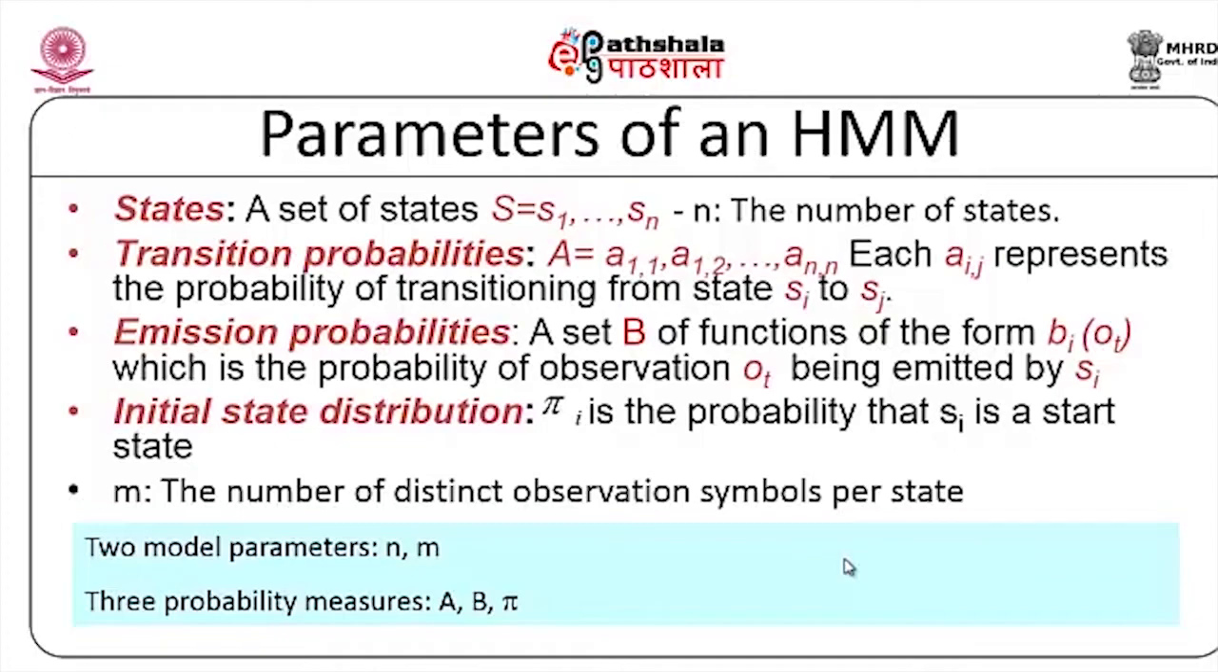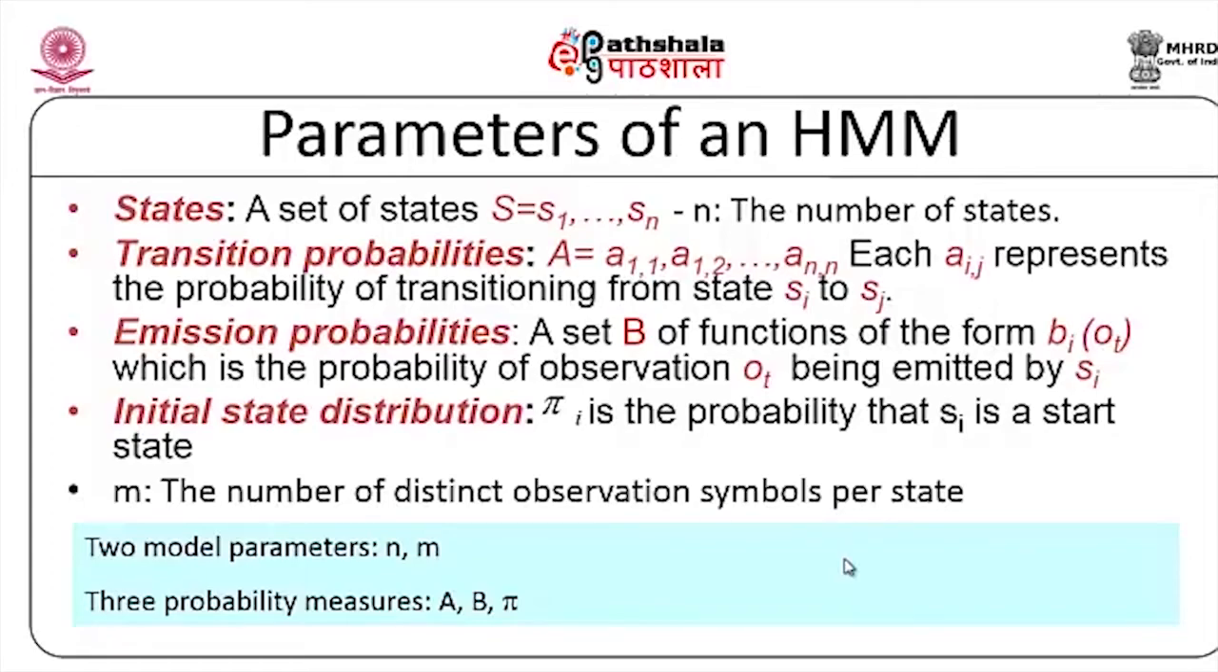We will come to that. So, first let us discuss some of these parameters. One is states. The hidden Markov model will be associated with a set of states S, which will be S1, S2 to Sn, where n is the number of states. Then comes the transition probability. The transition probability is normally represented as A11, A12 to Ann, where Aij represents the probability of making a transition from a state Si to a state Sj. So, that is called the transition probability.